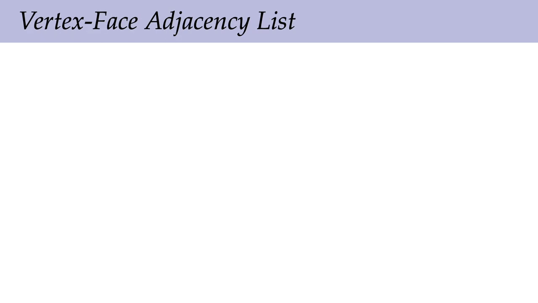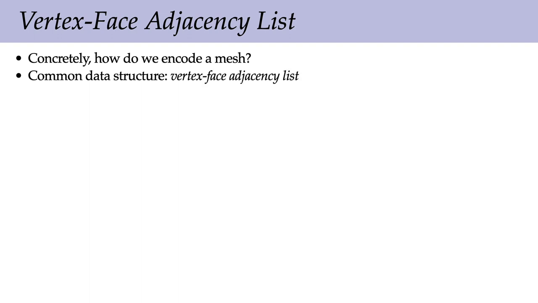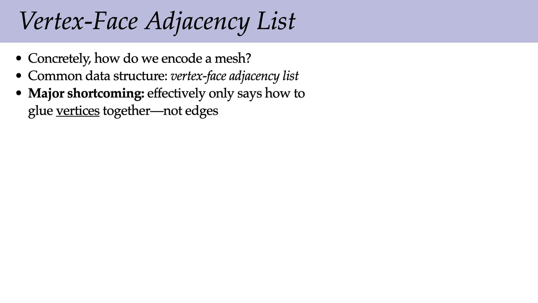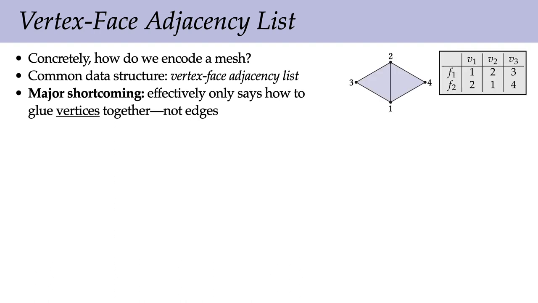Okay. So concretely, now that we know what kind of complex we want to work with, how do we encode that as a data structure? Well, a very common data structure used in mesh processing, something that people like because it's very conceptually simple, is something called a vertex face adjacency list. What does this mean? It just means for every triangle, we say what its three vertices are. This is memory efficient, it's a nice dense array, but it has a major shortcoming for the kinds of things we want to do, which is that effectively it just says how to glue vertices together and not edges.